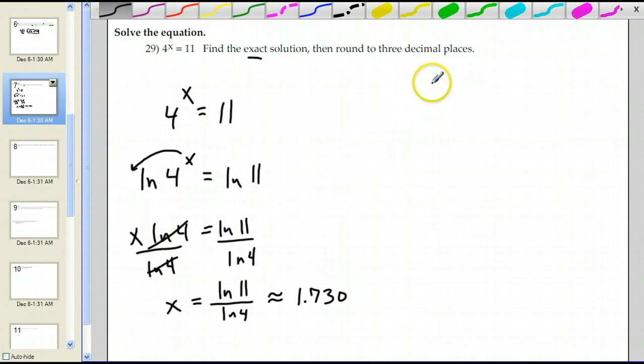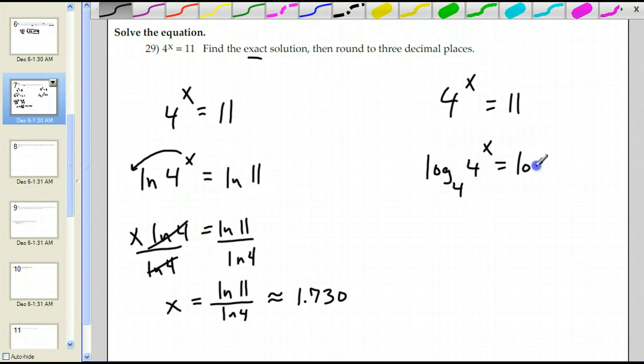Alright, now the other way that I was going to tell you to do it: 4 to the x equals 11. This is a base 4 exponent. So if you bring in the log base 4 of 4 to the x and the log base 4 of 11, then just like before, anytime we have the same base in the log as we do in the exponential part, they cancel, and then that exponent will drop down. So what we're looking for is the log base 4 of 11. This is an exact answer as well, just like this is.